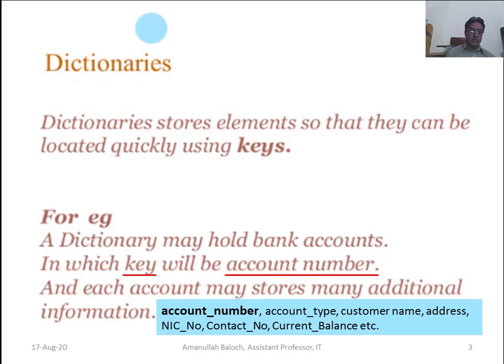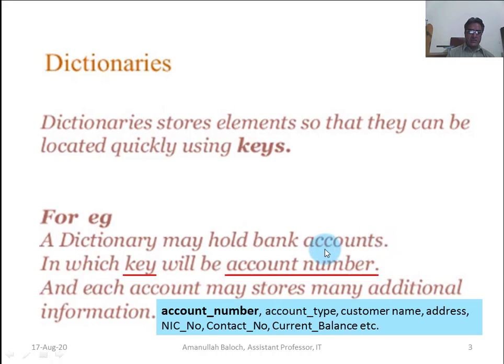Before starting the definition of hashing, we try to understand some concepts where hashing is applied. Number 1, dictionaries. Dictionaries store elements so that they can be located quickly using keys. With the help of keys, we can search the records of our database. We can insert, delete or modify the records of our database. So for example, a dictionary may hold bank accounts.